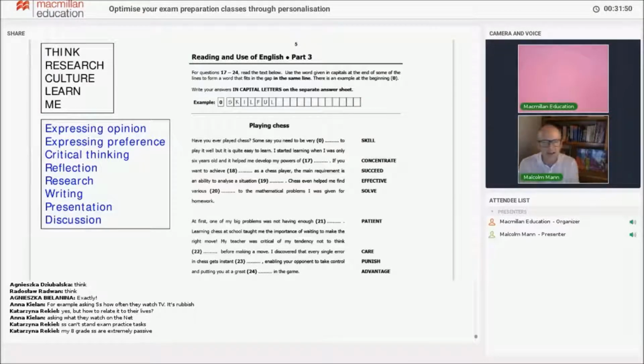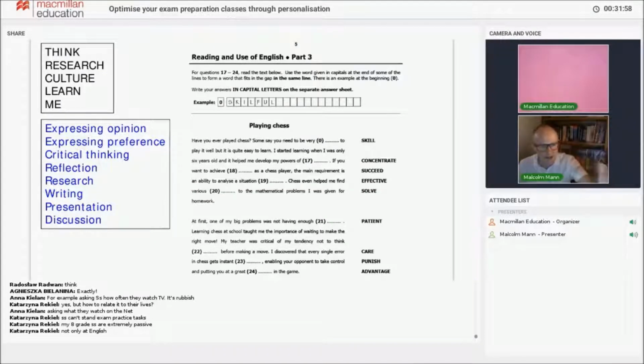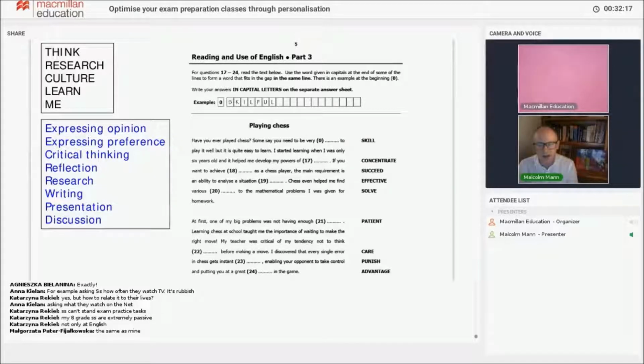Then I want you to think, am I going to have a personalization task before this or after this? And when you've decided that, choose one of those categories, think, research, culture, learn, or me, choose a focus or two, and try to think of a simple but effective personalization task. When you've got it, briefly type it into the chat box. I know that's asking a lot, but if one or two people could do that, that would be wonderful, and then we could all see. I'll give you a couple of minutes for that, and then we'll talk about it. If you didn't understand the task, put a question in the chat box and I'll answer it. I'll read the comments while you're doing that.